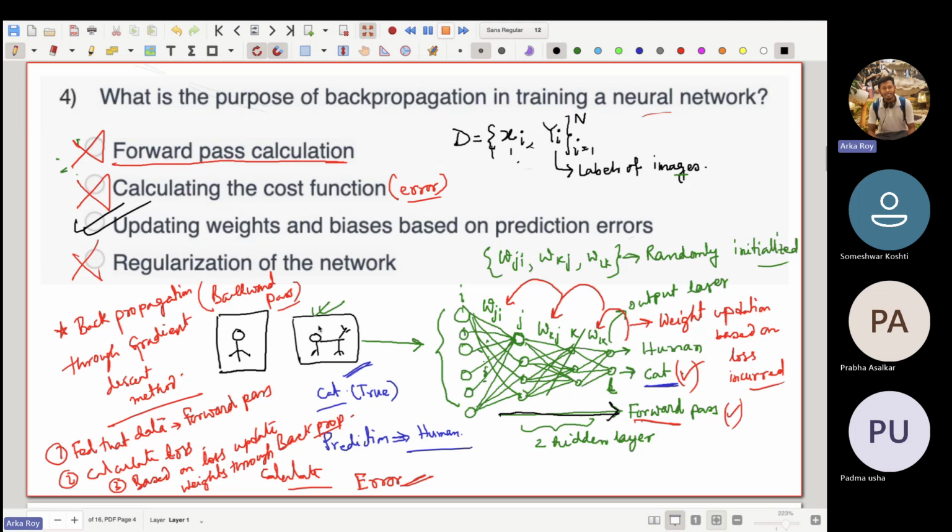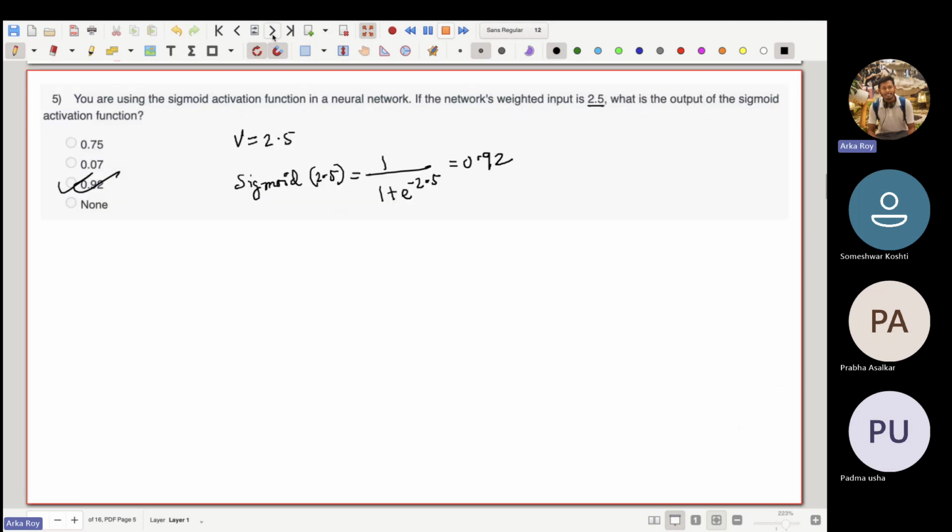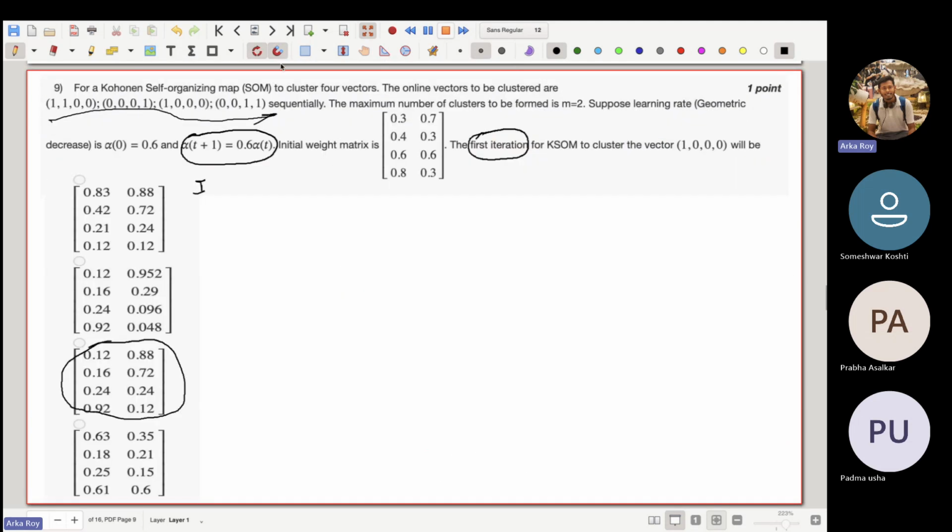So we feed data sequentially. First, we feed an image of a cat. That means the data at index one will be fed. Then in the next iteration, we'll feed the index 2 data. So sequentially, we have to feed all the data. If you see, the question states the first iteration for k-som to cluster vector 1000. So many people will directly feed this particular thing, right? If you directly feed 1000, eventually you end up with an incorrect solution.